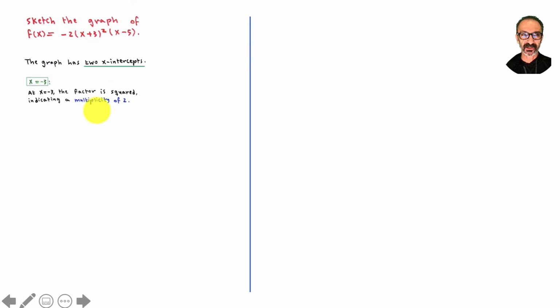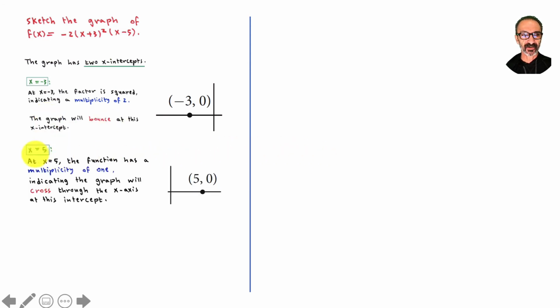The first one is x equals negative 3. At x equals negative 3, the factor is squared, indicating a multiplicity of 2. So we do have a multiplicity of 2 for the 0, negative 3. And you know what that means? It's going to bounce at negative 3. Let's keep that in mind. So the graph will bounce, as I mentioned.